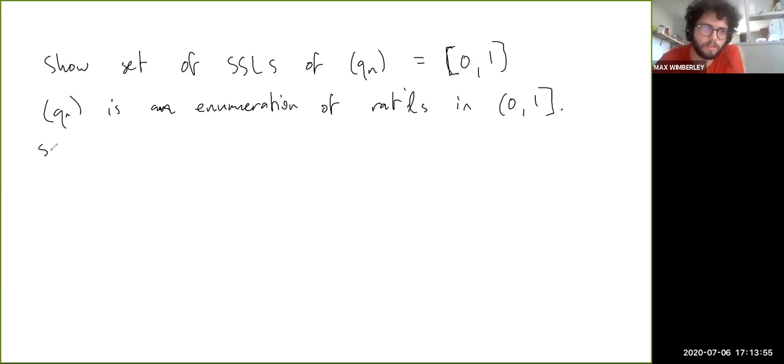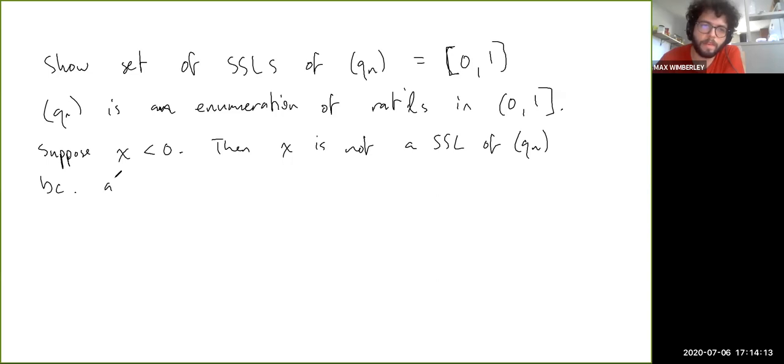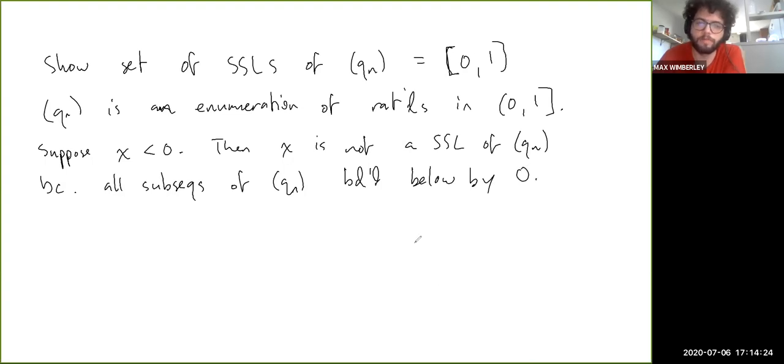That turns out to be easy. So suppose x is less than 0, then x is not a subsequential limit of Qn because all subsequences of Qn are bounded below by 0, right? So the limit of any convergent subsequence of Qn has to have a limit that's at least 0. So it can't approach x if x is less than 0. The same thing is true for x greater than 1, right? So anything outside of this interval is automatically not a subsequential limit. So let's look at things that are in the interval.